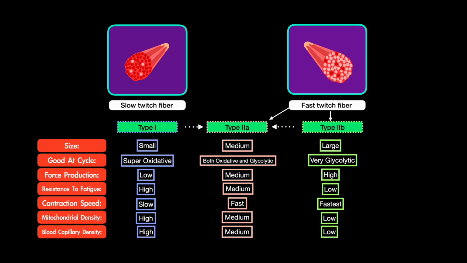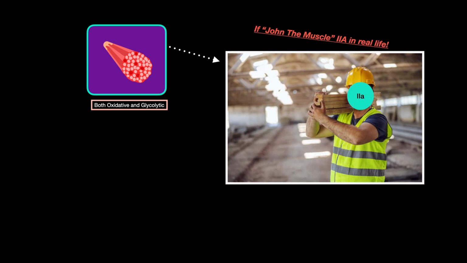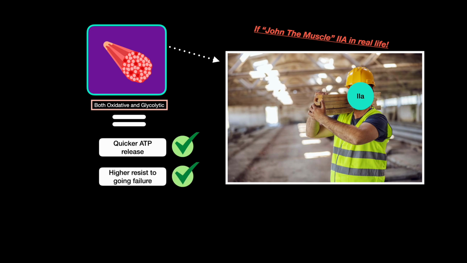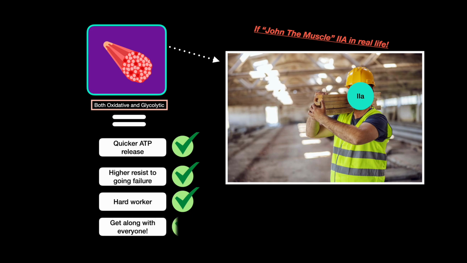It's a good thing because since type 2A fibers have both oxidative and glycolytic characteristics, they can produce ATP relatively quickly via multiple options of energy pathways. Moreover, type 2A are able to maintain resistance to fatigue at a higher standard compared to type 2B. They are very versatile and adaptive to various exercise intensities and durations.